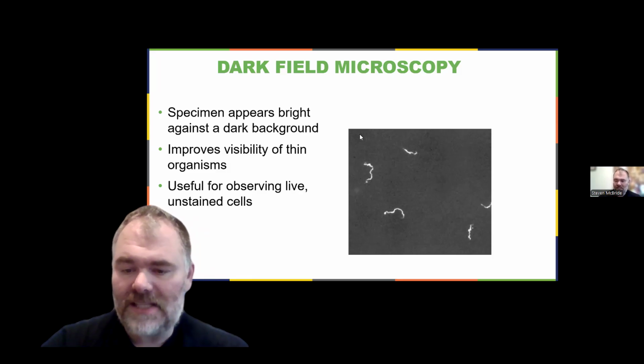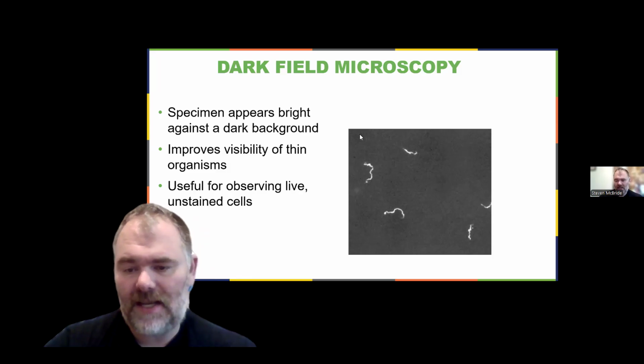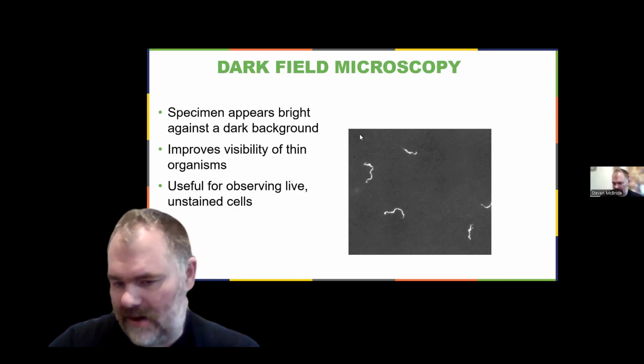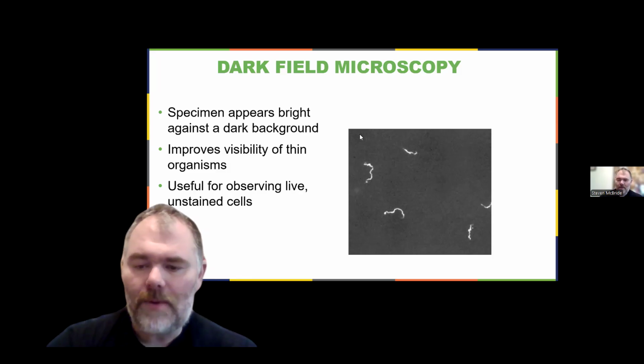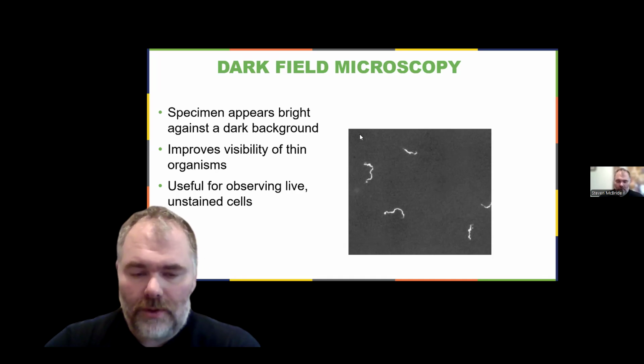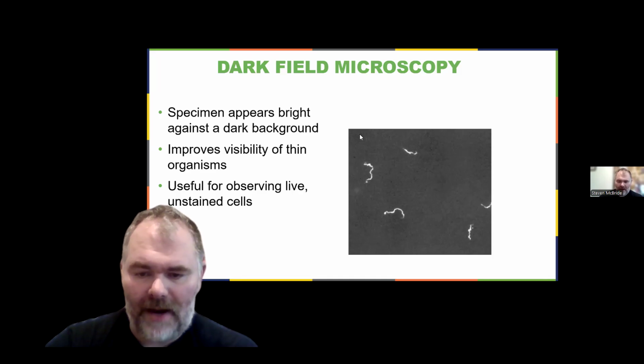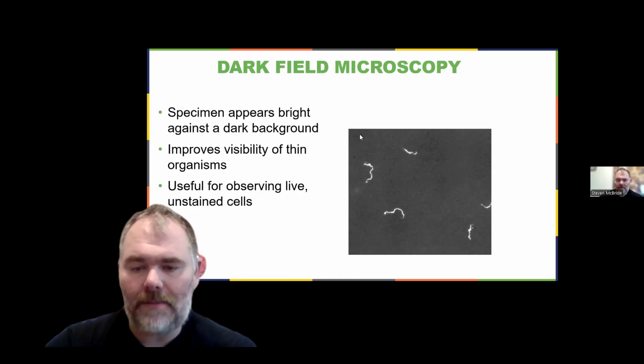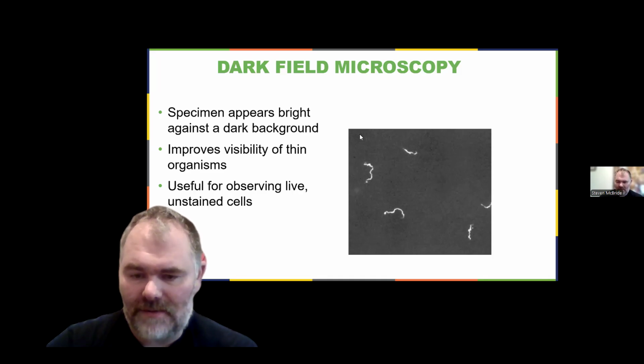In this image, the bright spiral-shaped cells are spirochetes, a group of very thin bacteria that are often difficult to visualize with standard light microscopy. In fact, just for a cool note, these are Treponema pallidum, which are the causative agent of syphilis. Many spirochetes are only about 0.1 to 0.5 micrometers wide, near or below the resolution limits of traditional bright field microscopes. Dark field microscopy enhances their visibility by capturing scattered light from the cells themselves.